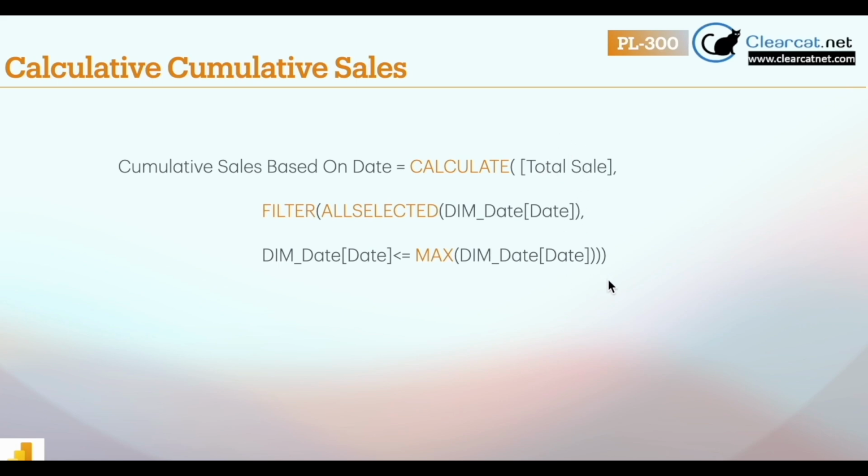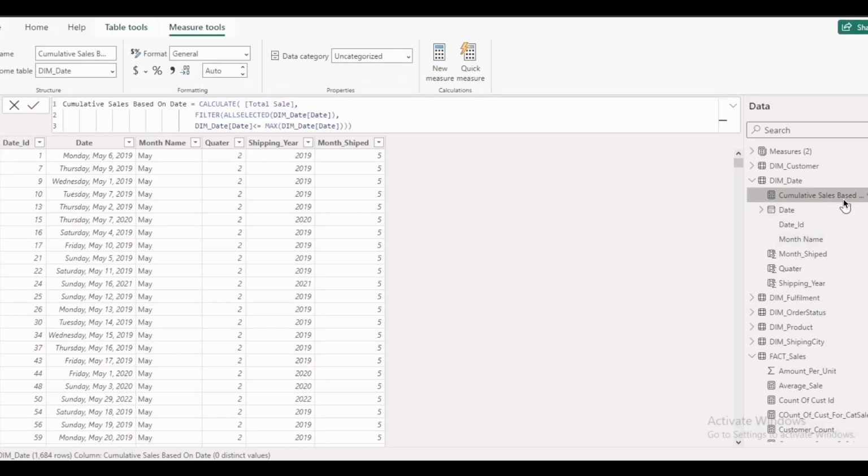Let's jump into our tool. New measure, like cumulative sales based on delivery date or shipping date, etc. So we have a shipping date here, and on the basis of that we have created a measure. In the measure we are using calculate total sales. This is the measure we created to get the total sales. On the total sales we have used the filter, and inside the filter we are passing our arguments like selected, dim date, and this date.